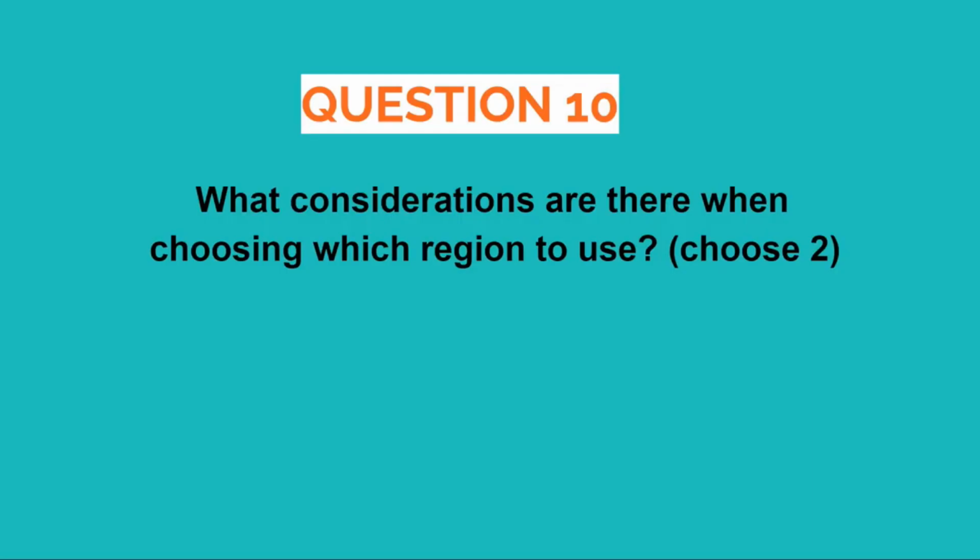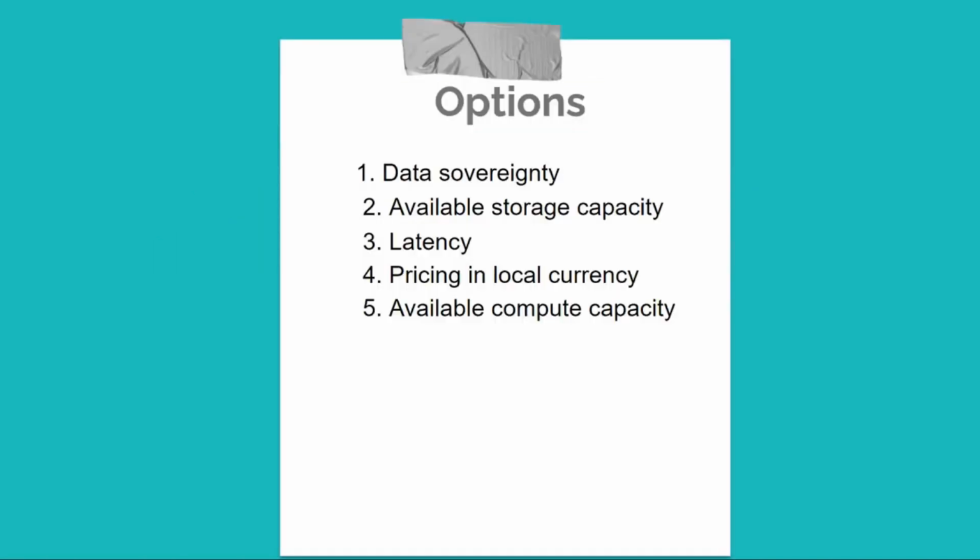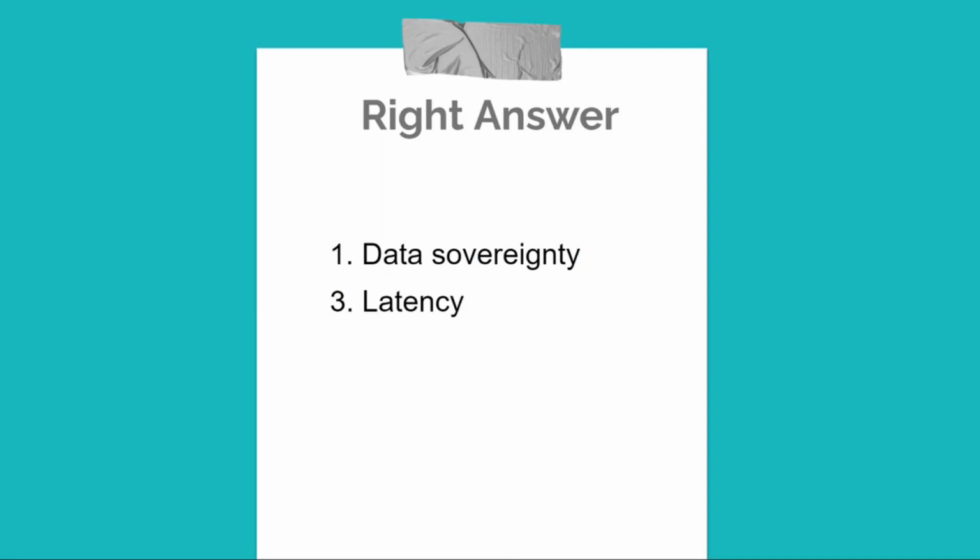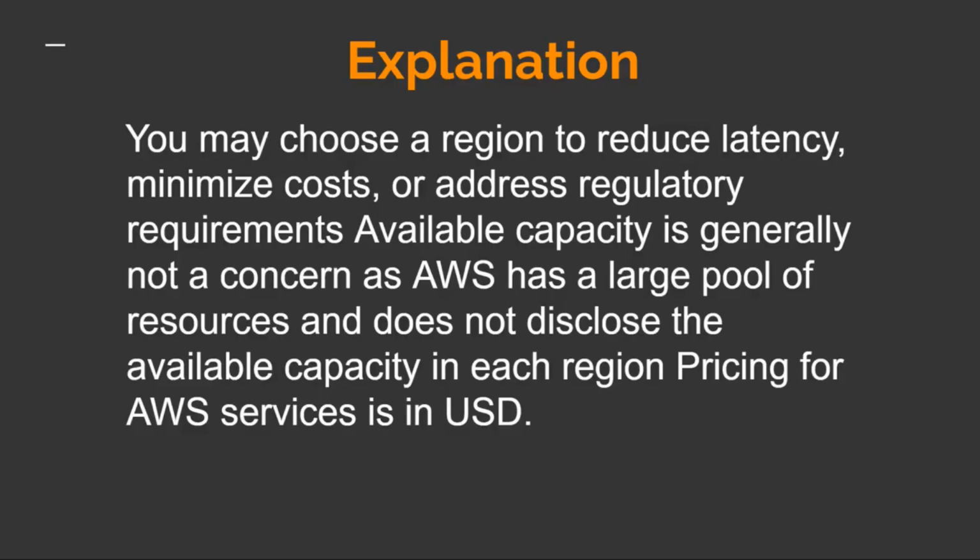Question. What considerations are there when choosing which region to use? Choose 2. Option 1. Data sovereignty. 2. Available storage capacity. 3. Latency. 4. Pricing and local currency. 5. Available compute capacity. Right answer is 1. Data sovereignty. 3. Latency.